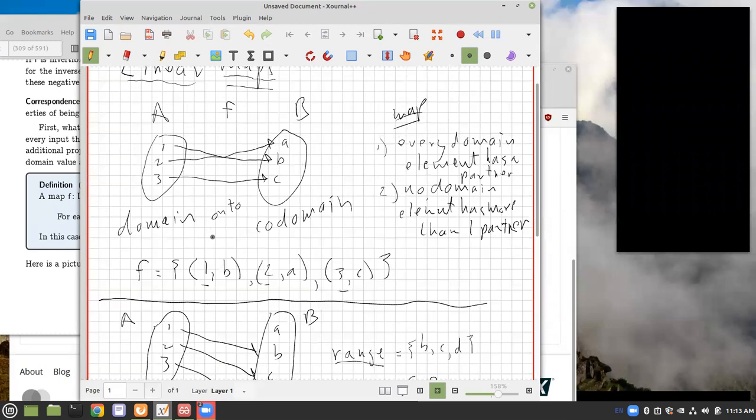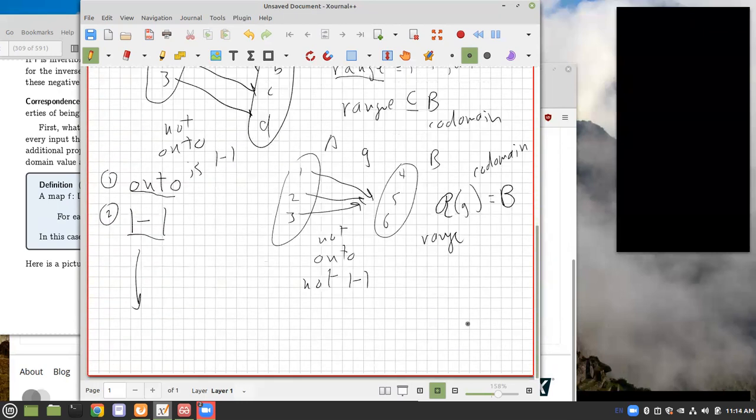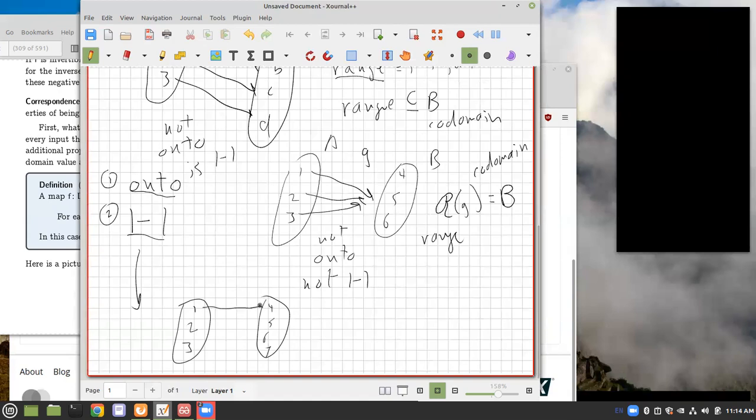And this is onto and one-to-one. So this one is both one-to-one and onto because it's onto since A, B, C are the partners of some domain element, but it's also one-to-one because no codomain element is doubling up and having two partners. So this map is again not onto, but it is one-to-one. Maybe I have another example here.